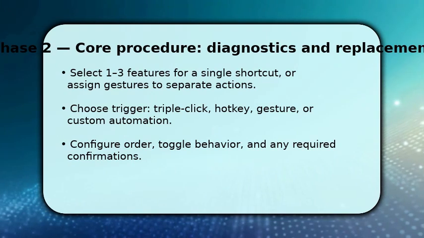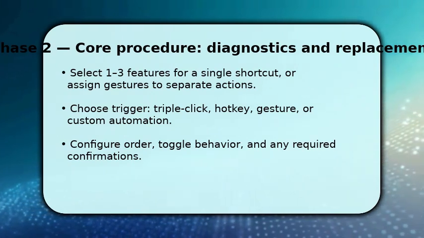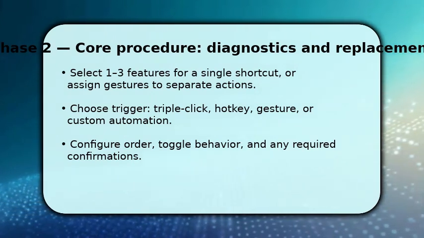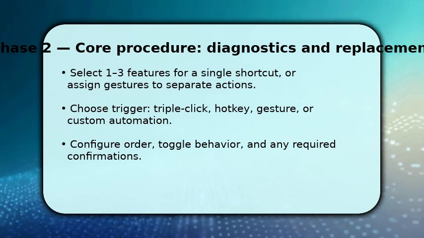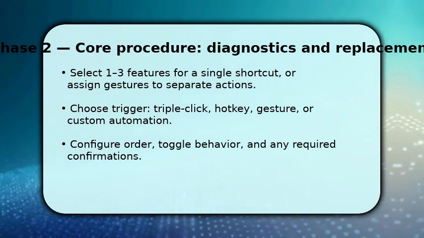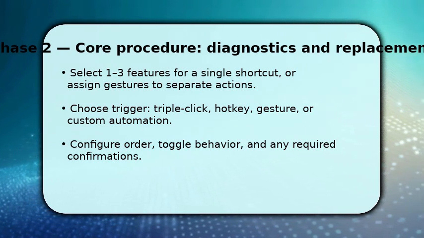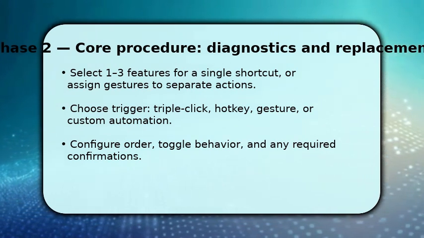Now build the shortcut itself. Pick which features to include and whether they will toggle together or act separately. For example, select Zoom plus VoiceOver or assign Assistive Touch to a separate hotkey. Decide the behavior. Next, choose the trigger.